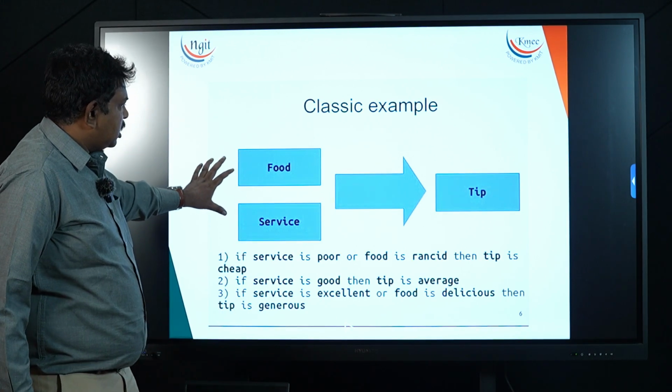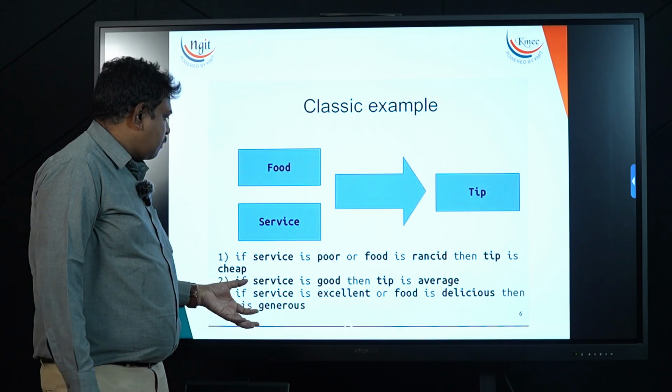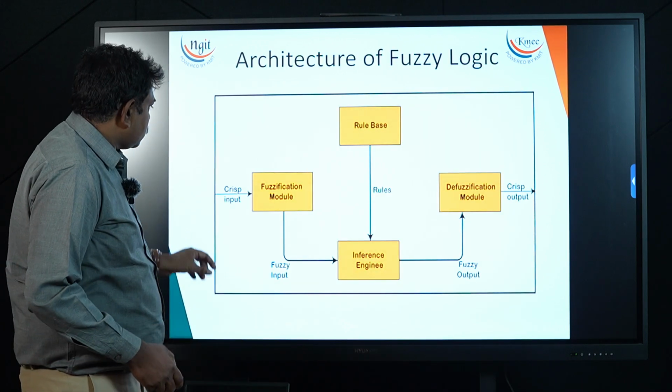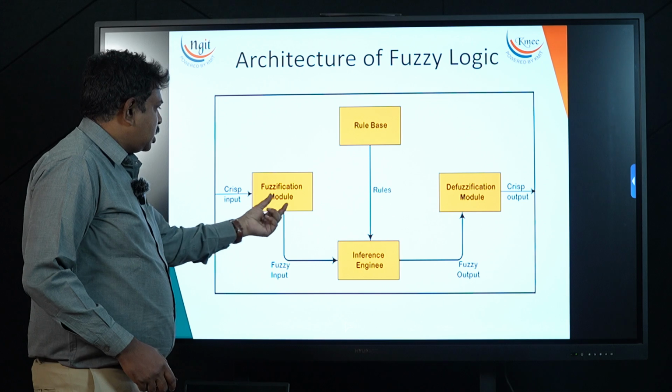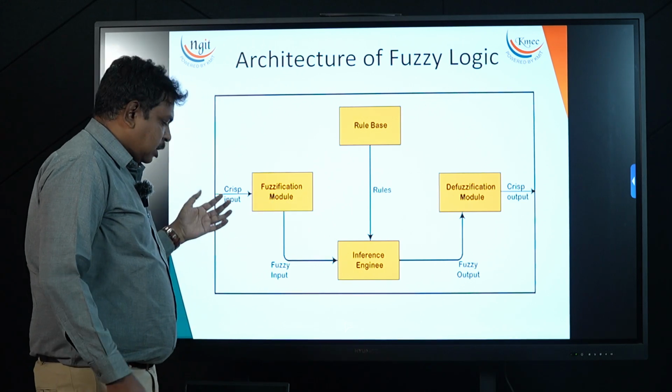Here the same thing, if we apply it in control systems, you have crisp inputs, and there is one fuzzification module that decides what to do with this crisp input.